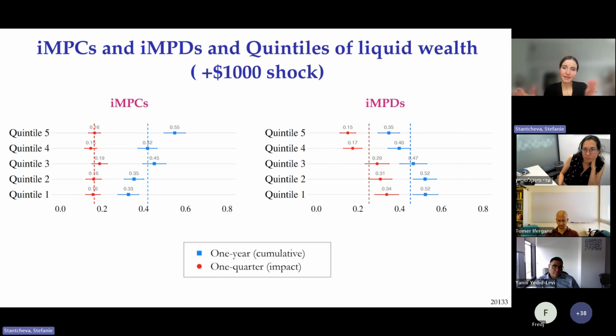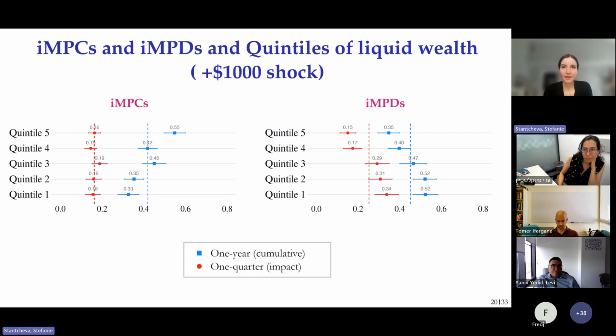Part of the response is in the right panel, which looks at MPDs. They show the biggest heterogeneity, both on impact and cumulatively over the year. What we see is that they're significantly lower for higher wealth households. So what's happening is that low liquidity households, when they receive a positive shock, focus a lot on debt repayments, both immediately and over the year. And so the spending margin is much more muted in heterogeneity. It is the deleveraging margin that is very different across households.